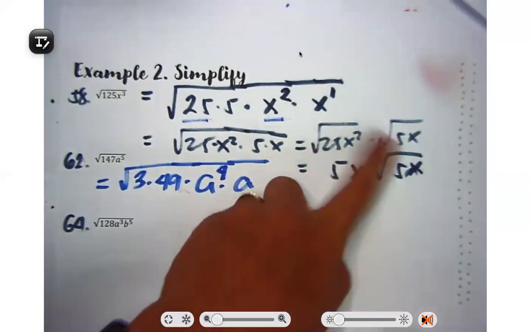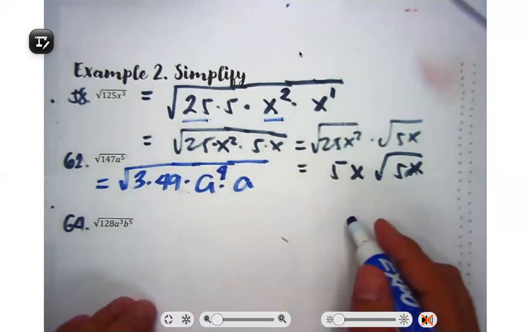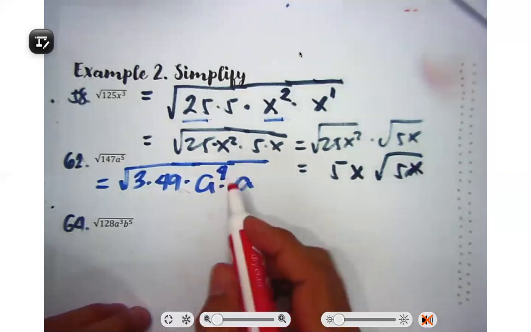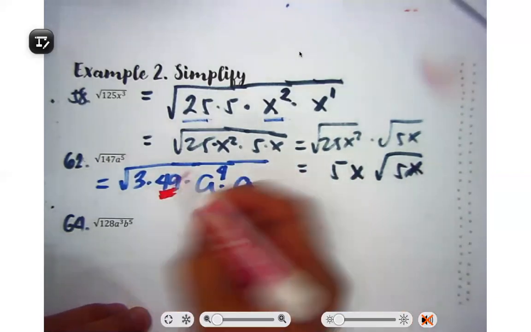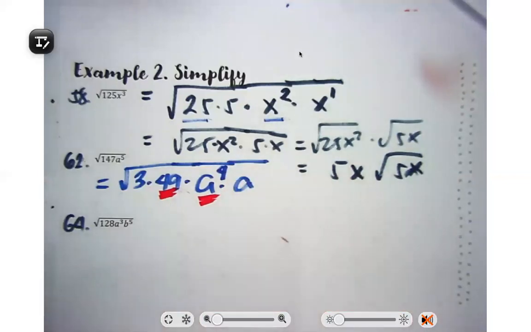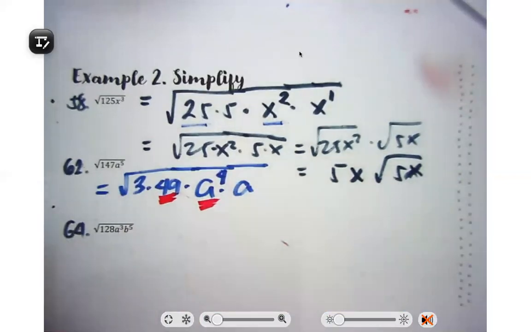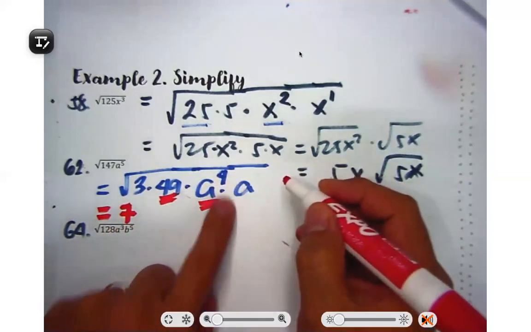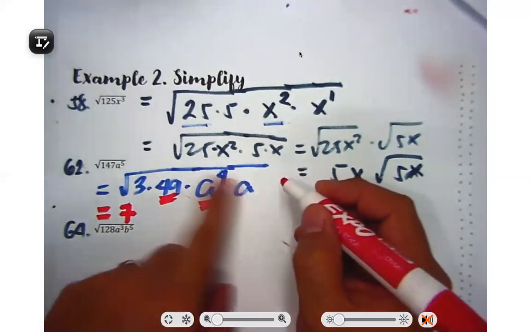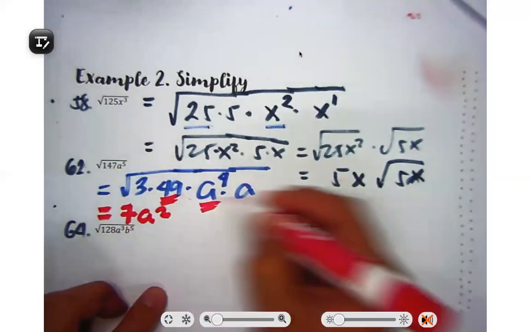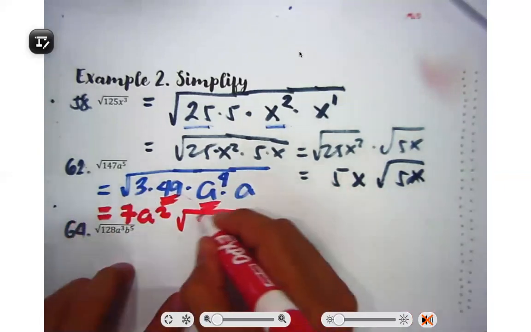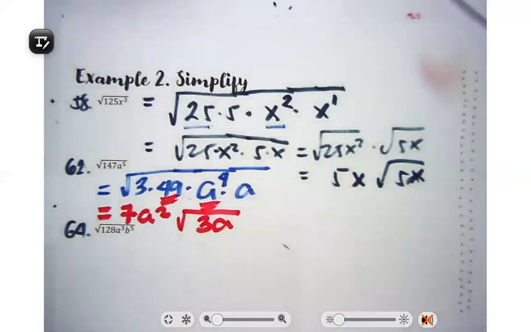We can use the properties of square root, but simply look at this. Which of these is a perfect square? It's 49 and a raised to 4. So let's look at the square root. What's the square root of 49? 7. What's the square root of a raised to 4? a squared. Just divide 4 by 2, right? So that's a squared. And of course, what stays inside the radical would be 3a. So we have 7a squared times the square root of 3a.